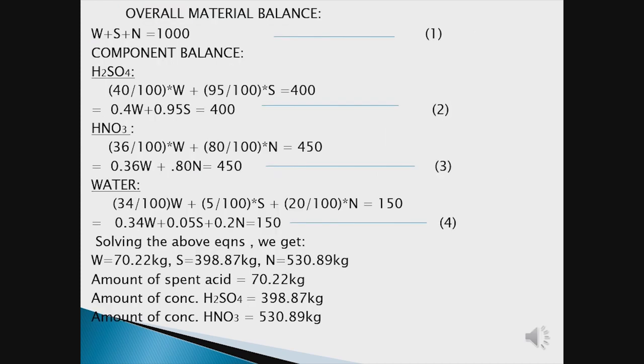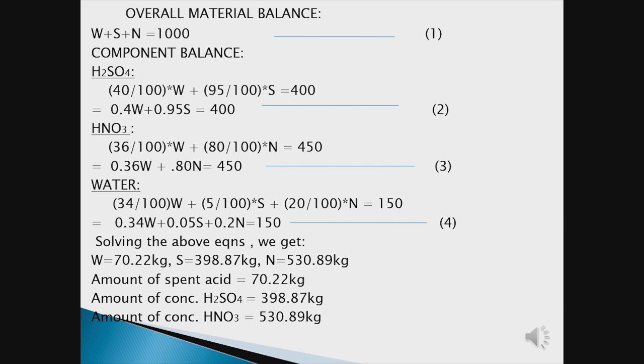And now coming to the overall material balance of this equation, it is W plus N plus S is equal to 1,000. We have taken the basis as 1,000 kg of the product. We know what W, S and N are: the waste acid plus concentrated H2SO4 plus concentrated HNO3 should be equal to the 1,000 kg, as it is the amount of product given. So the overall material balance is W plus S plus N equal to 1,000. That is, the input should be equal to the output.